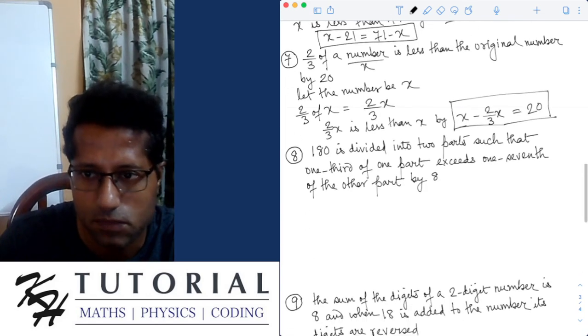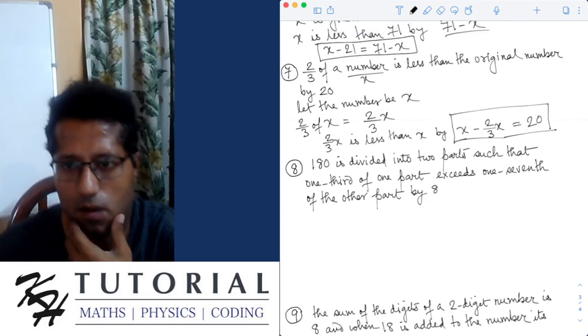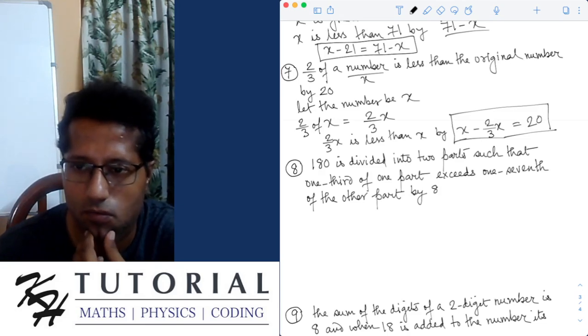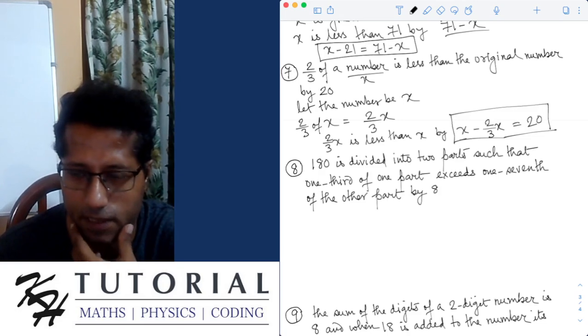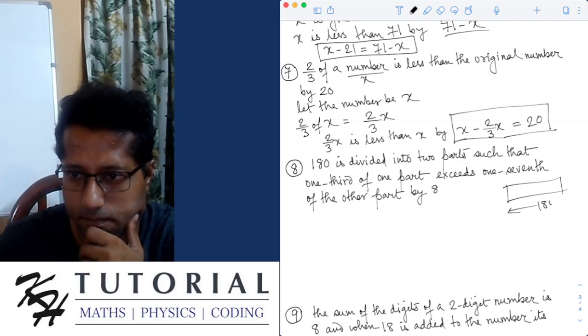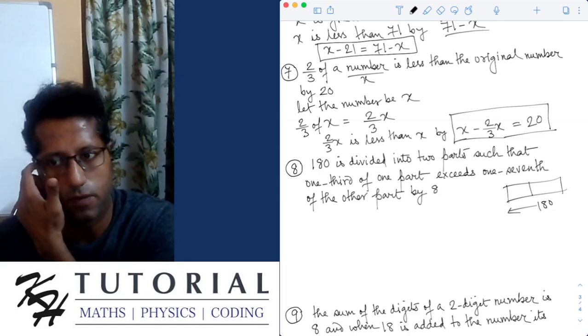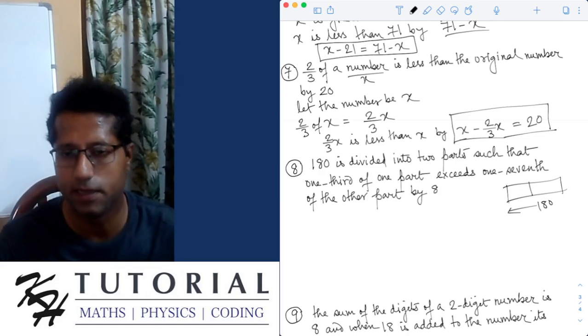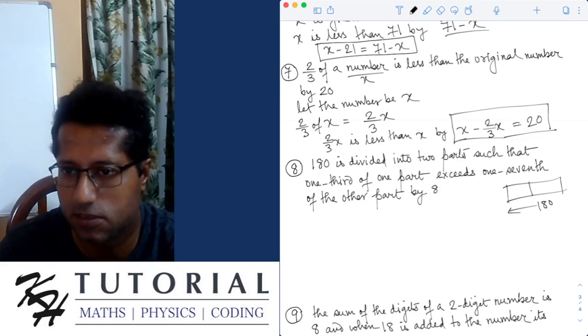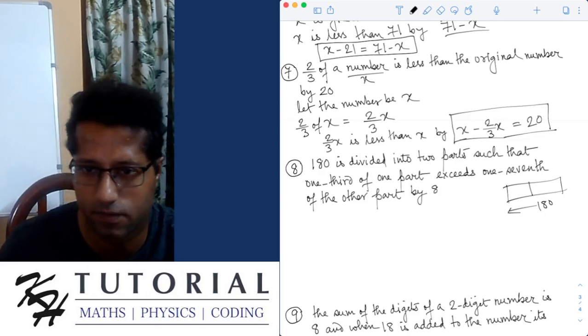Okay, let's see number 8. It says 180 is divided into two parts such that 1/3 of one part exceeds 1/7 of the other part by 8. So let's say this total is 180. We need to divide 180 into two parts such that 1/3 of one part exceeds 1/7 of the other part by 8.